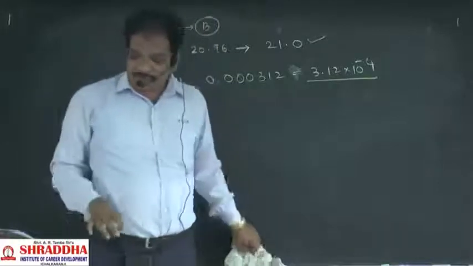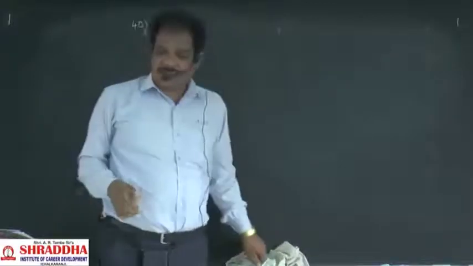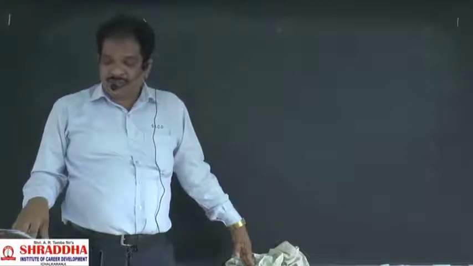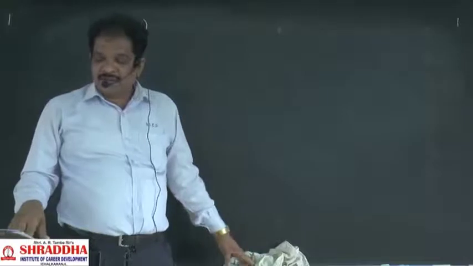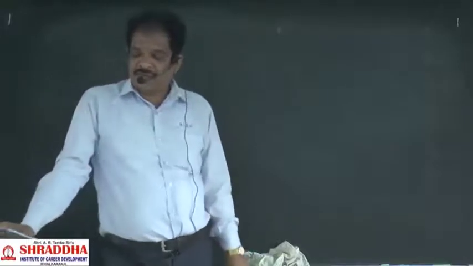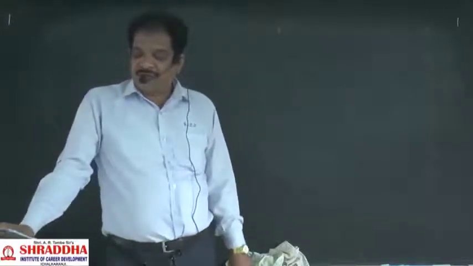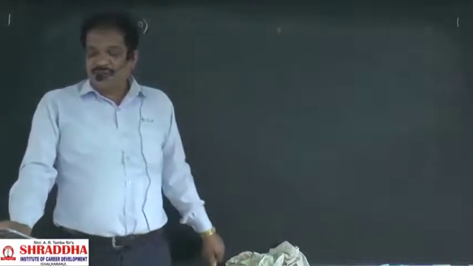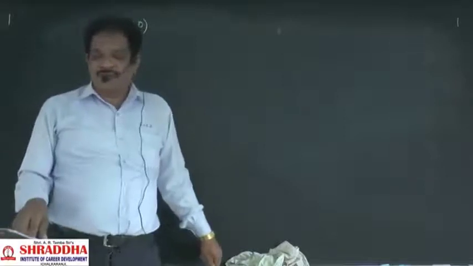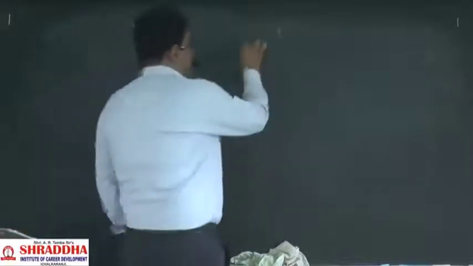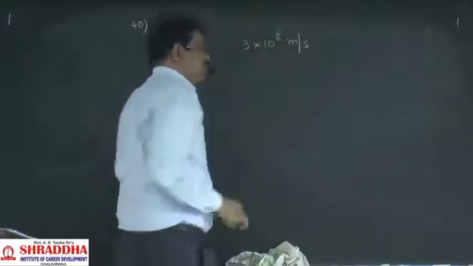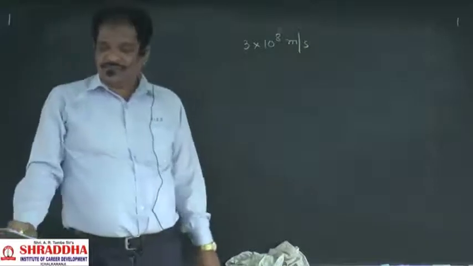Next, 40. What are they asking? The velocity of light in vacuum is 30 crore meter per second. This is expressed in standard form up to 3 significant figures. Then what will be the answer? Okay. You observe the given numbers. The velocity of light is actually 3 into 10 power 8 meter per second.